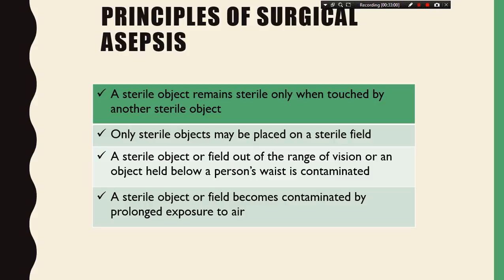So a sterile object remains sterile only when touched by another sterile object. So for example, if you're wearing sterile gloves, you may touch another sterile object and still maintain sterility. But if a sterile object touches a clean object, the sterile object is now contaminated.